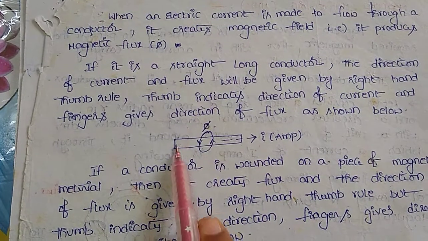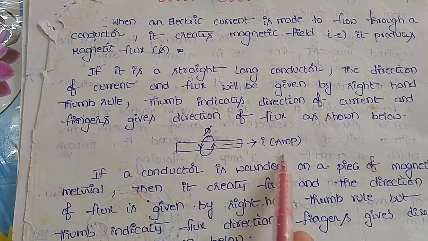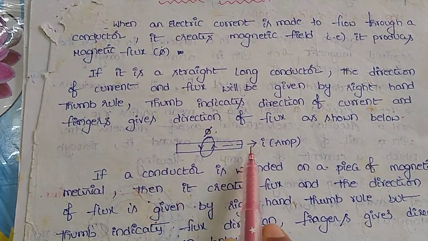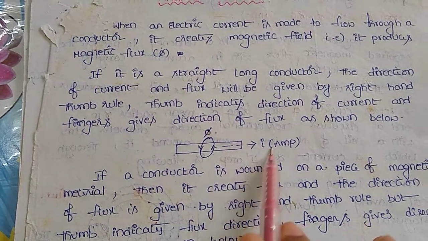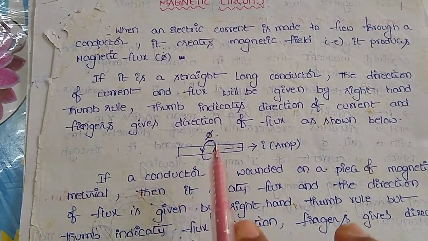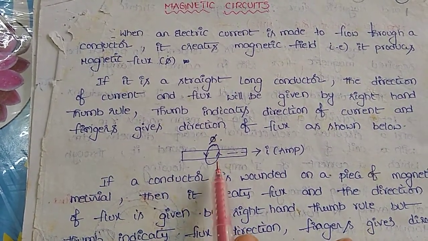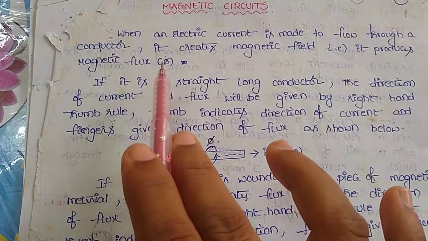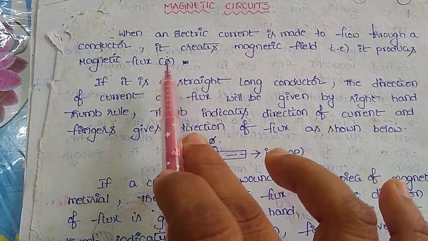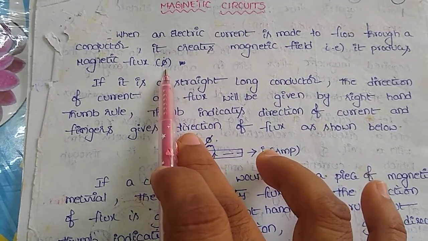Here, if it is a current carrying conductor, it shows the direction of current as I amperes. Whenever a current carrying conductor is carrying some current, it produces magnetic flux lines. So every current carrying conductor is able to produce a magnetic flux or magnetic field. Such magnetic flux lines, which are nothing but lines of force, are denoted by the symbol phi. And the unit for this magnetic flux is Webers.